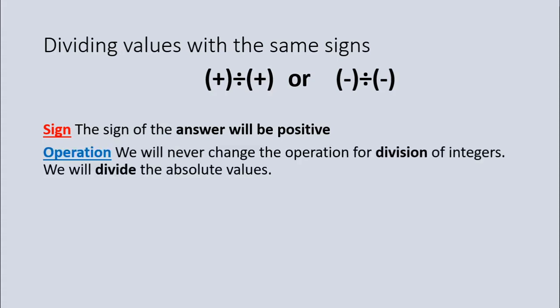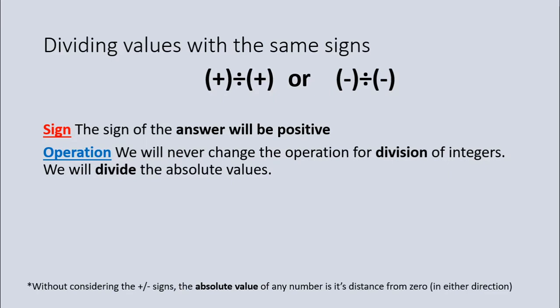Starting with dividing values with the same sign, dividing both positive numbers or dividing both negative numbers, our answer will be positive. When the sign is the same, the answer will be positive. The operation we are performing will never change. When it's a division, it will always be a division. When we're doing this division, to make things simpler, we're just going to know that our answer will be positive, and we'll focus in on the absolute value of our answer, and at the end we'll say the answer is positive.